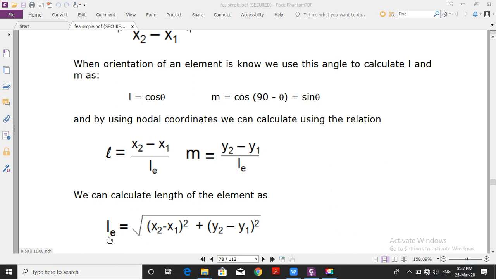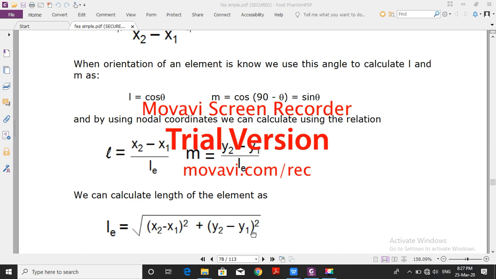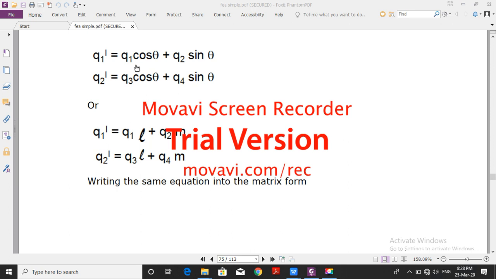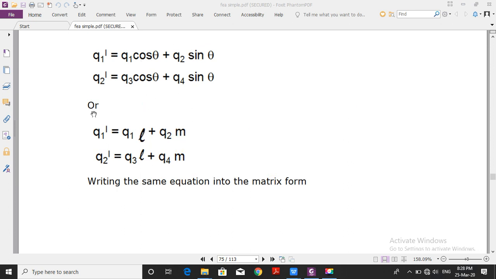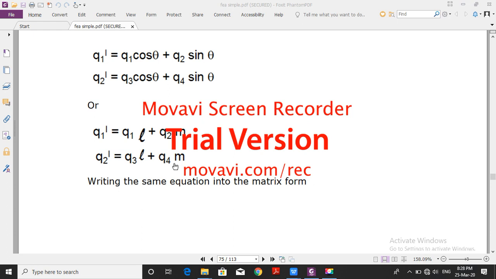And here we can see the length of the rod, which we can find by the formula under root of (x2 minus x1) bracket square plus (y2 minus y1) bracket square. Here we can put cos theta as l and sin theta as m. The equation will be like this: q1 dash is equal to q1 l plus q2 m, q2 dash is equal to q3 l plus q4 m.